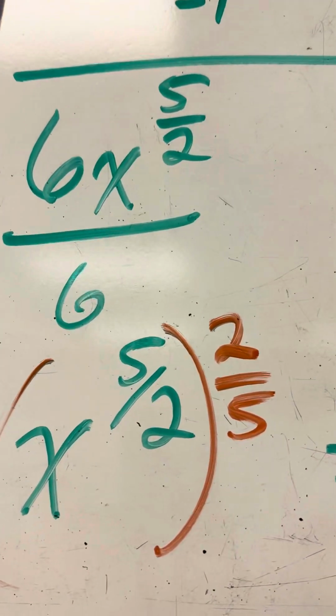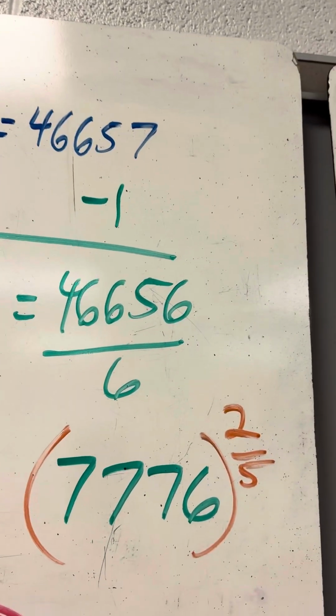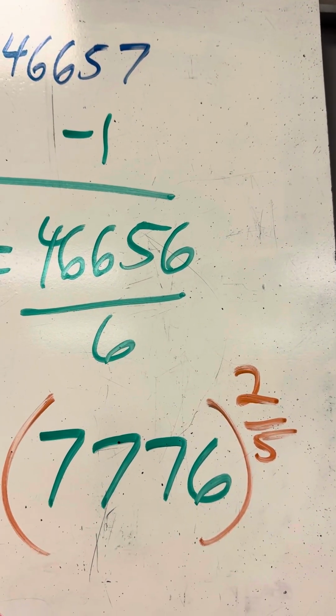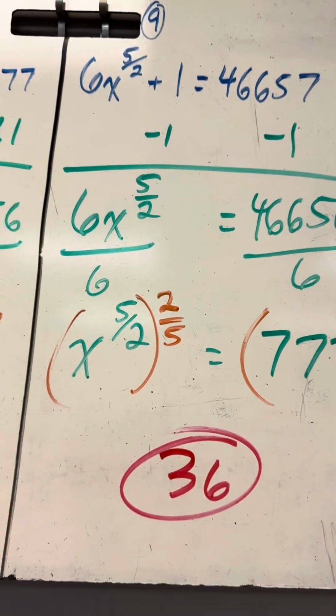x to the 5 over 2, you take that to the 2/5 to knock out the 5 over 2. So you take 7776 to the parentheses 2 divided by 5, close parentheses. You get 36.